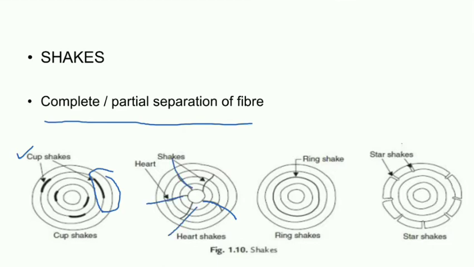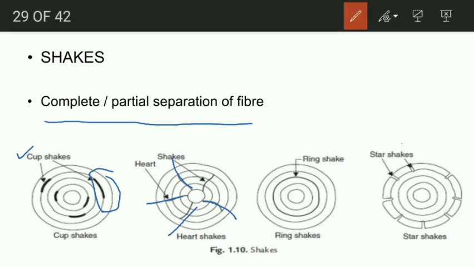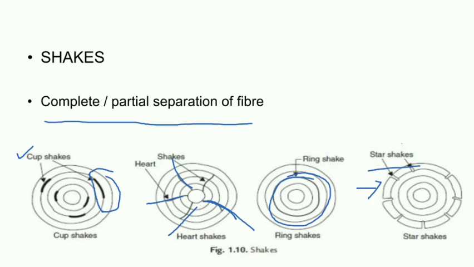Next one is ring shake. Ring shake means it is along the annular rings and will separate the annular rings. Next one is star shake. Star shake is opposite to the heart shake. In a heart shake, we have seen the cracks form from the heart and extend outside. But in star shake, the cracks form in the bark and extend towards the pith. It is known as star shake. So these are the 4 important shakes. Let's see their definitions one by one.